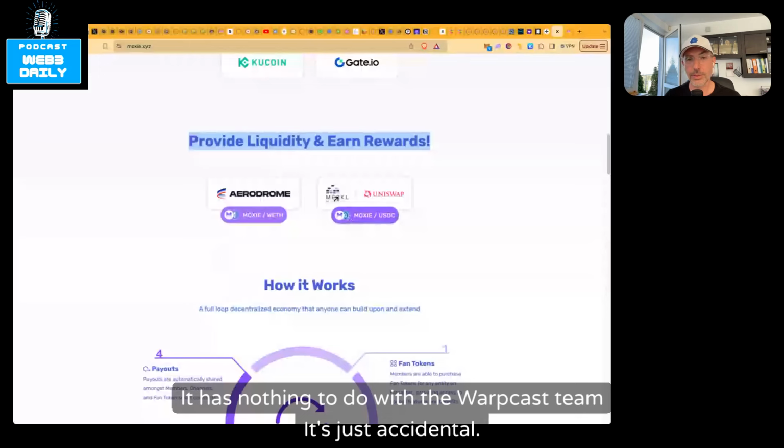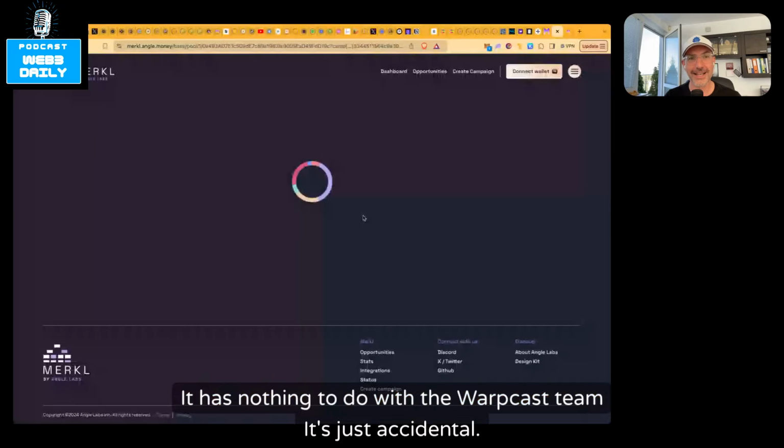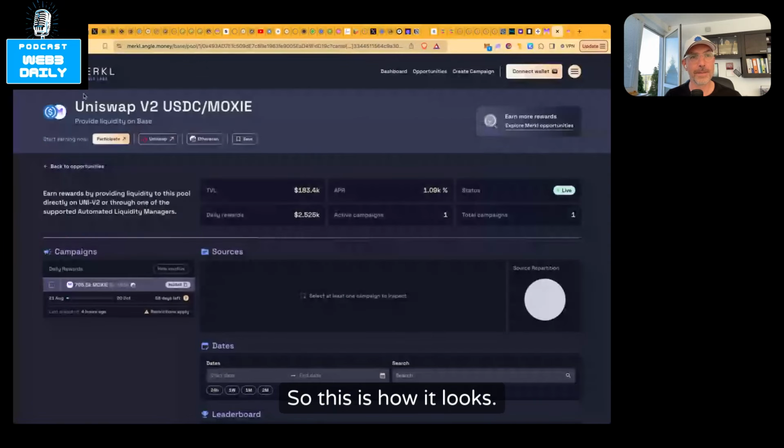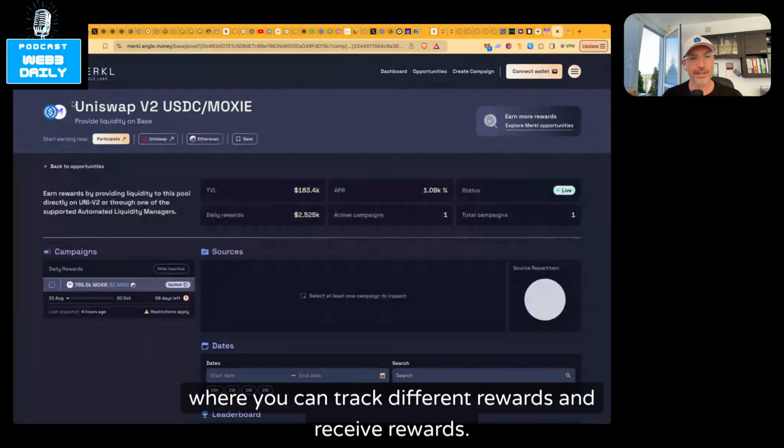Has nothing to do with the Warpcast theme. It's just accidental. So this is how it looks. Merkle is basically an app where you can track different rewards and receive rewards.